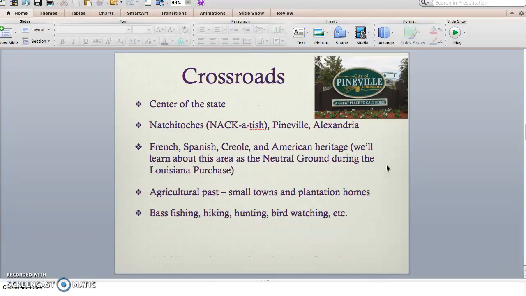All right, Crossroads region. This is the center of the state. You have Natchitoches, Pineville, Alexandria. You have French, Spanish, Creole, and American heritage. And we'll actually talk about this area as kind of a neutral ground during the Louisiana Purchase, when we get to the Louisiana Purchase. Crossroads has an agricultural past. They have small towns, they have plantation homes. They're known for bass fishing, hiking, hunting, bird watching, etc. And I'll talk more about Crossroads because I'll give you an example of the project you're going to do. And my example will be on Crossroads.